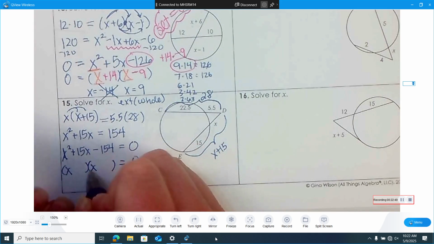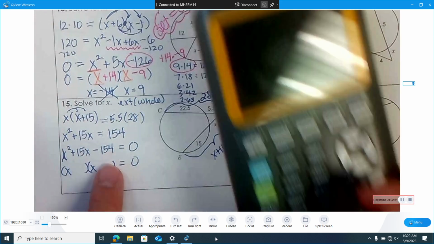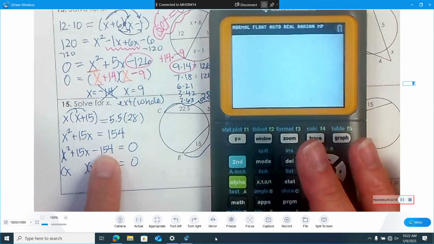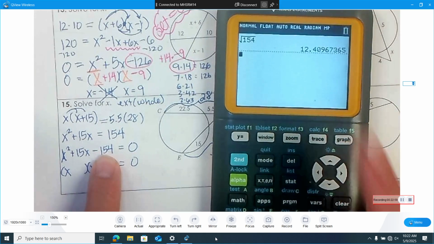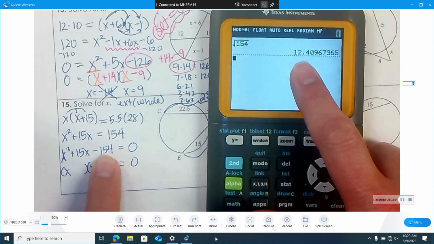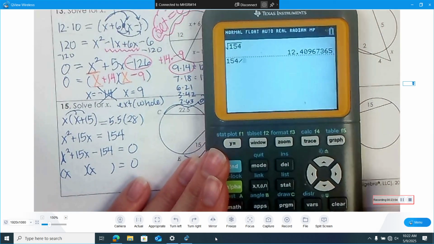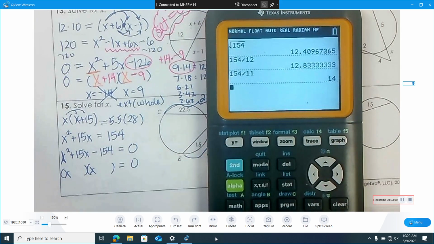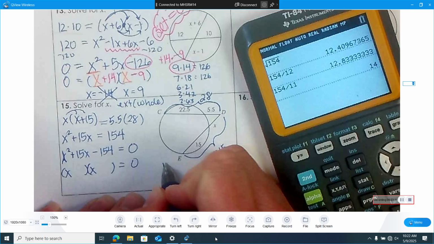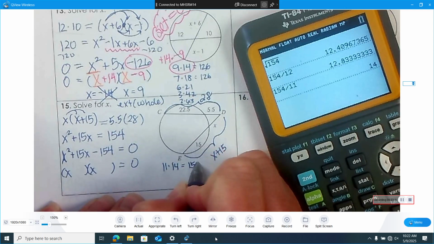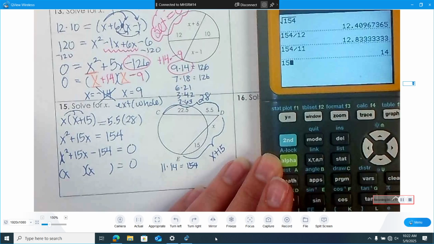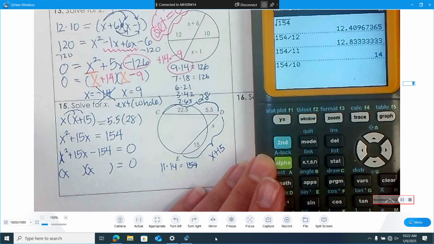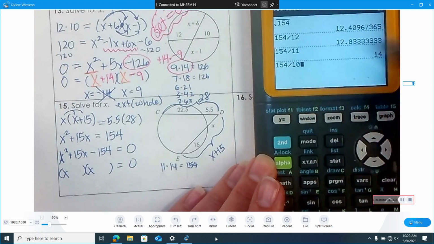All right, x times x is x squared. So what's the trick? 154 is pretty big. So how do I figure out my factors? Square root of 154. So I'm going to check numbers 12 and under. Okay, so 154 divided by 12, nope. 154 divided by 11, oh, hey, look at that. 11 times 14 equals 154. 154 divided by 10, is that going to work? No, that's not going to work. It has to end in a 0 to be divisible by 10.